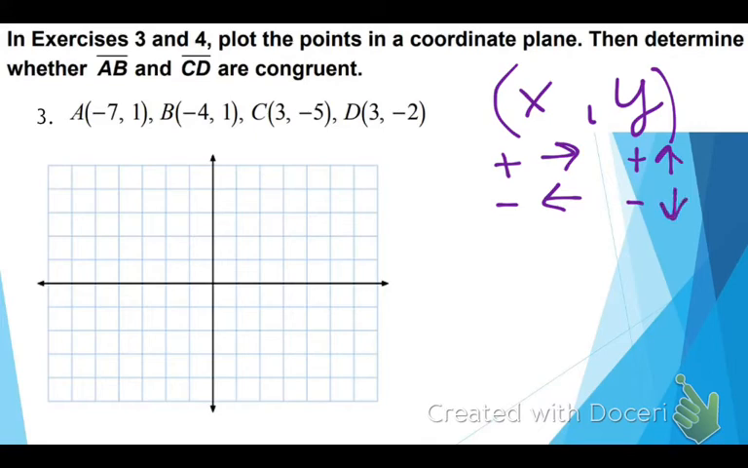Okay, so starting with A, we've got negative 7, 1. So from the origin, am I going to go left or right? Left. 1, 2, 3, 4, 5, 6, 7. And then up or down? Up. And then you want to label it A whenever you do this on your quiz.